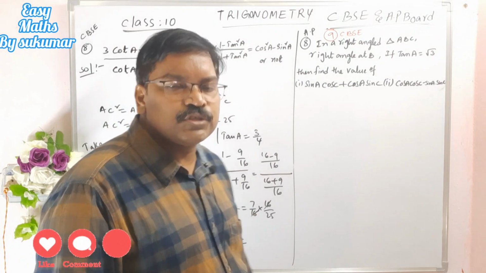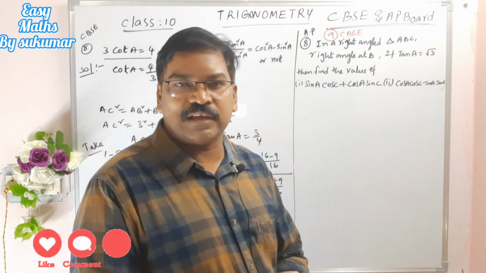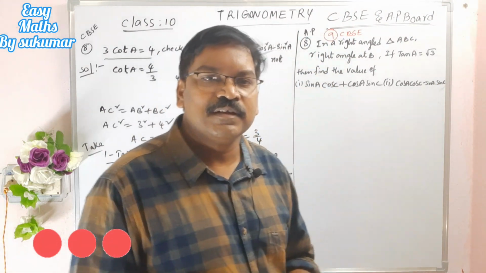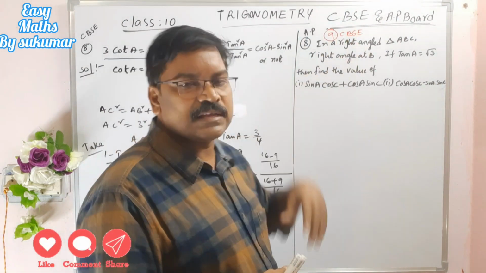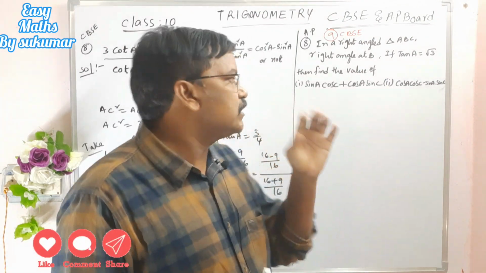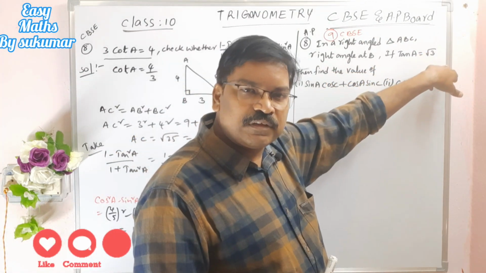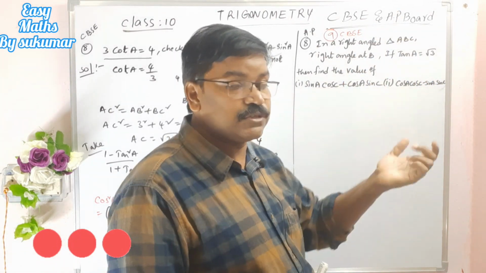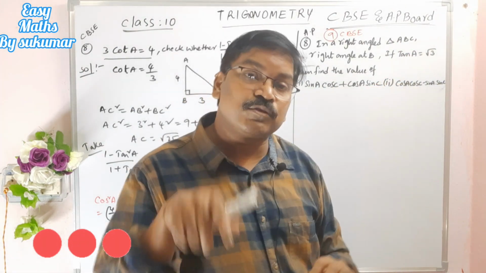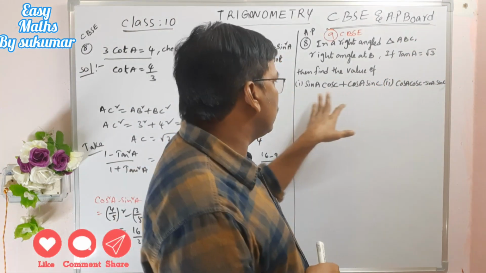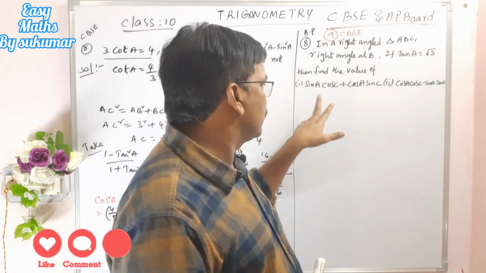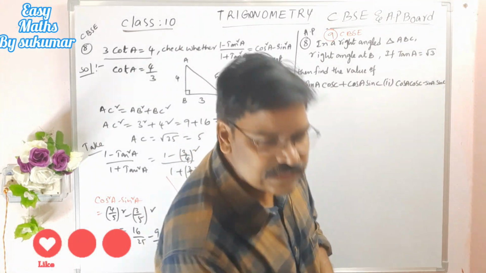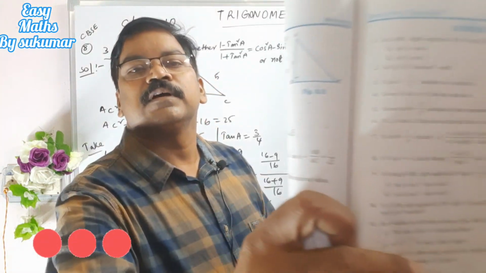Okay. Coming to the 8th question, my dear students, it is again interesting. This same question is in the CBSE textbook in 9th class, given as the 9th question. But the only thing changed here is tan A is equal to root 3 given for AP board students. But in the ninth sum in the CBSE textbook, tan A is equal to 1 by root 3 is given. Okay. So these two sums are the same. Find the value of sin A cos C plus cos A sin C and cos A cos C minus sin A sin C. You can check it here. Ninth question.